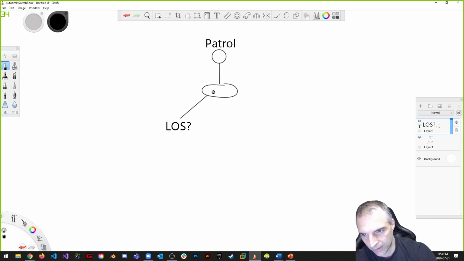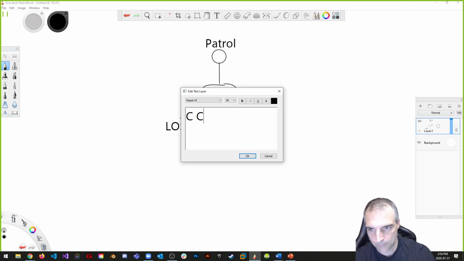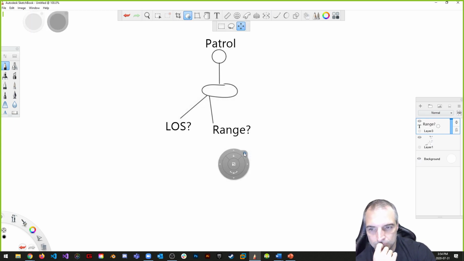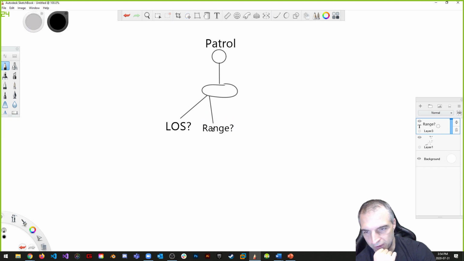So I report success. If I have line of sight, then the next thing I want to check is, am I within close combat range? Again, very similar to what we've done in our earlier work. So I'll come down like this and I'll say close combat range. Let's call it range, just so it saves some room. So this is the next step. And if I've got range, I go to the next part. By the way, it'll fail if I've got line of sight but no range, right?